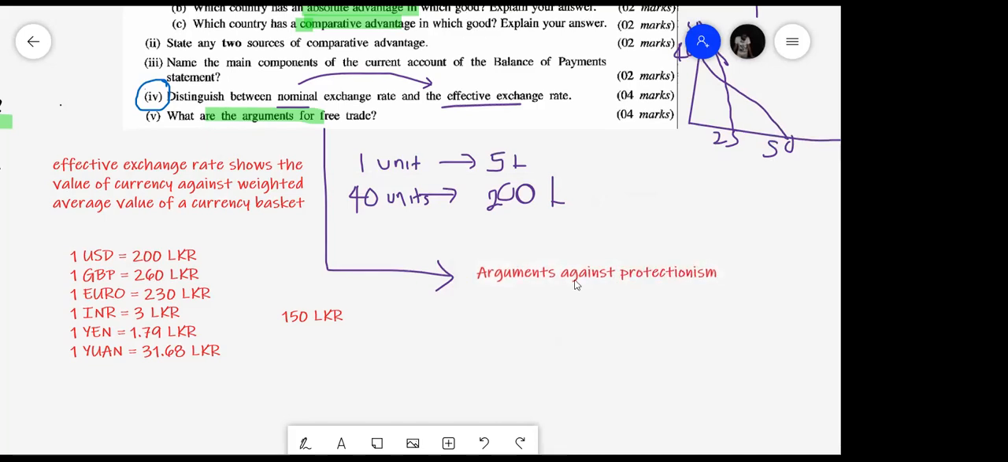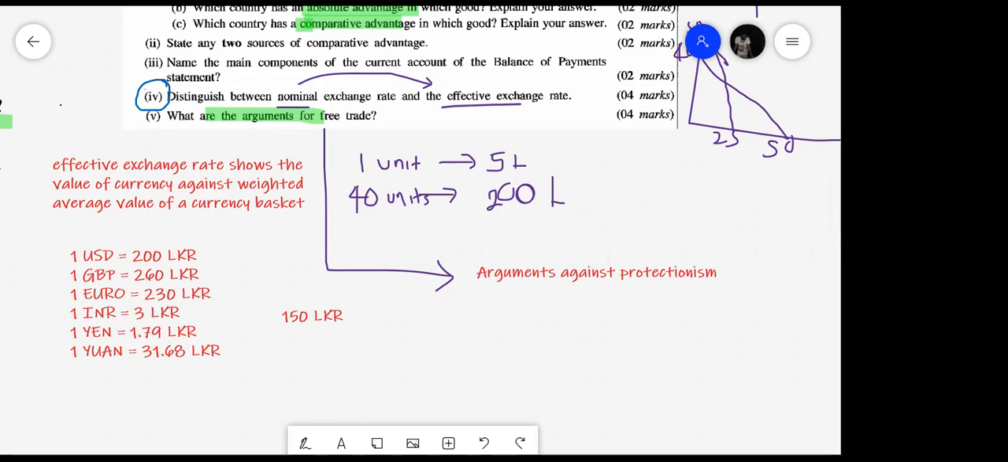Then another one you can say because of protectionism, the trade flows decrease. Imports and exports are reduced to some extent because you put quotas, you put import tariffs. Trade is reduced. So what is the other side of it? The argument for free trade: because of free trade, the levels of trade between the countries is increased. Because of protectionism, national income decreases. Here you can say national income increases. So you can change your points.